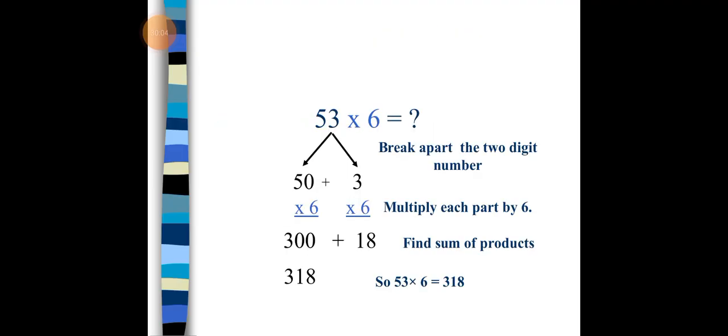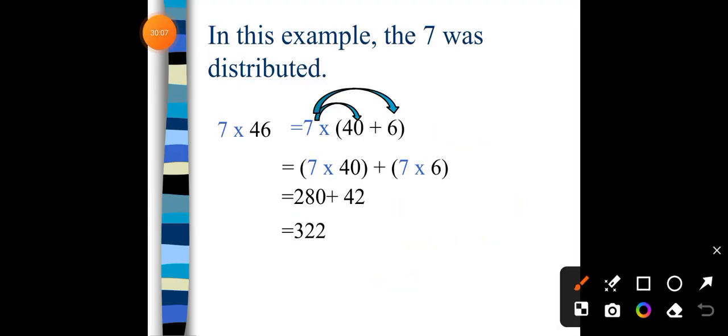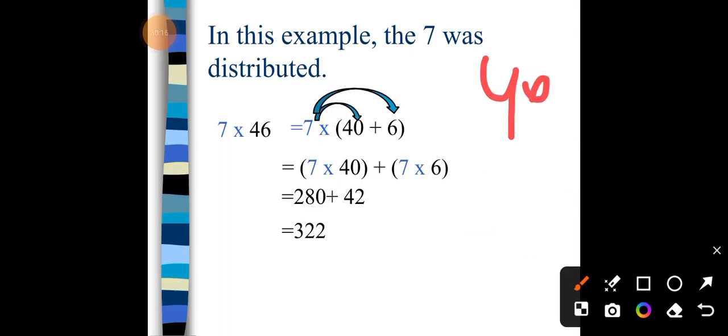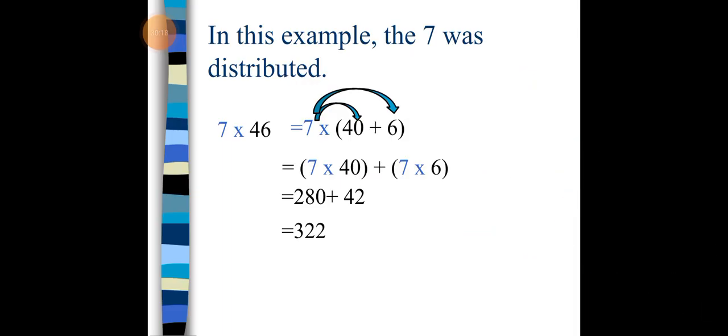40 multiplied by 7, we need to solve it. It's already solved, but I'm going to do that. 40 multiplied by 7: 0 is going to come here, and 4 sevens are 28, so 280 is going to come here. And then 7 multiplied by 6. Now you know it's 42, it's very simple.